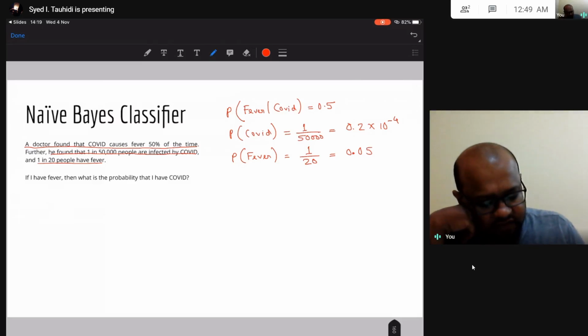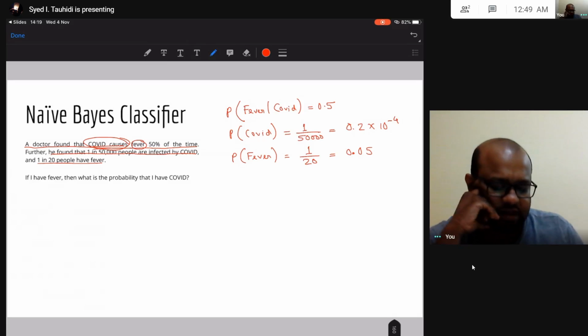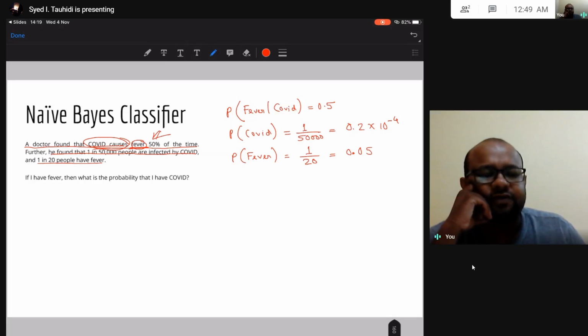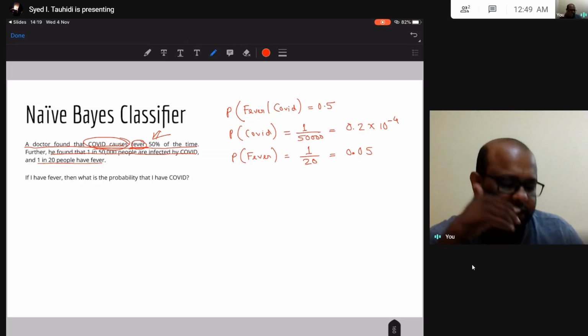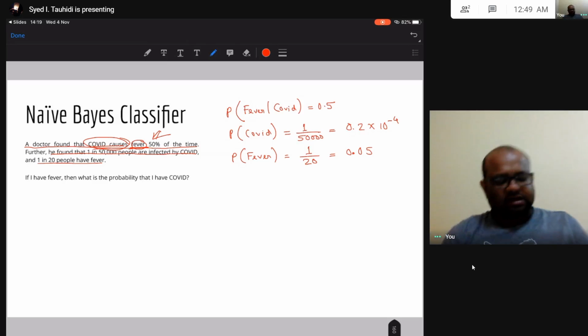Okay, doctor found that COVID causes fever. If I have COVID, then what is the probability of fever? 50%, 0.5. He found that 1 in 50,000 people are infected by COVID. So probability of COVID is 1 by 50,000. He found that 1 out of 20 people have fever. So what is the probability of fever? 1 by 20. Alright. Now here is the question.